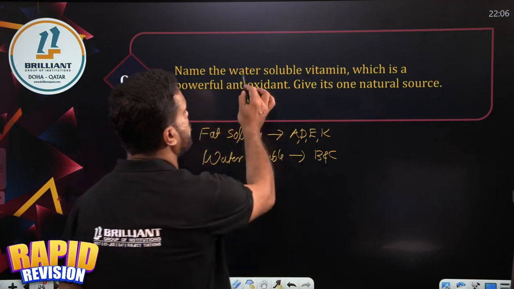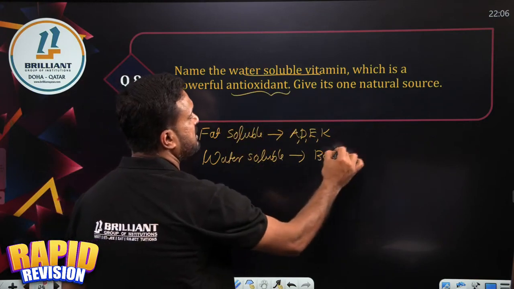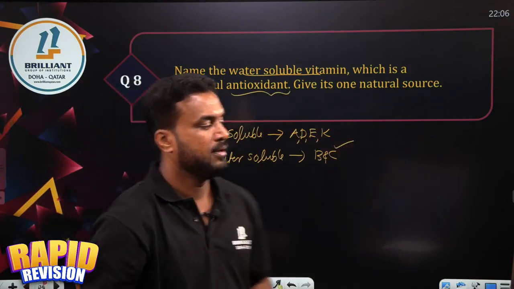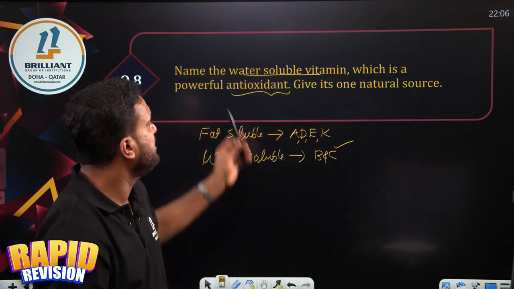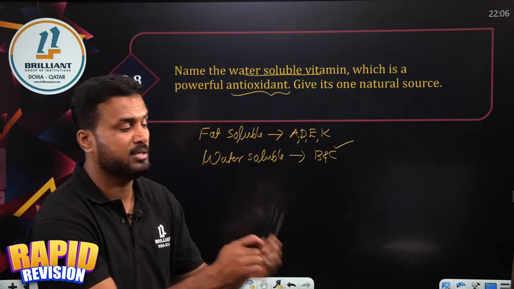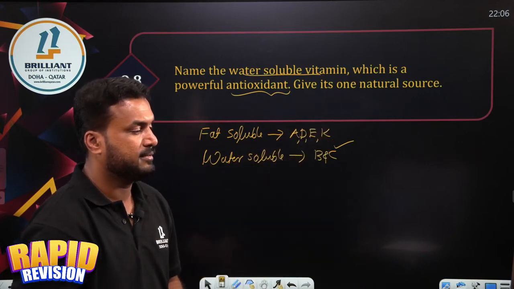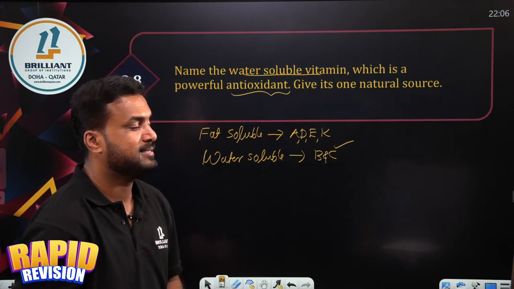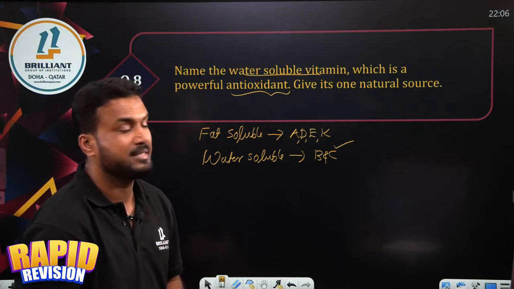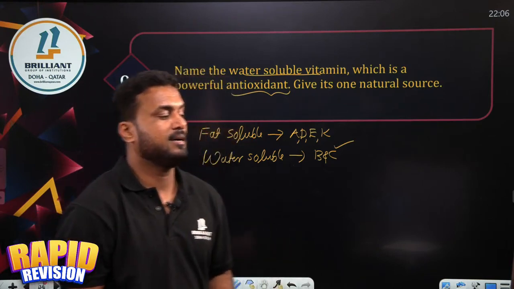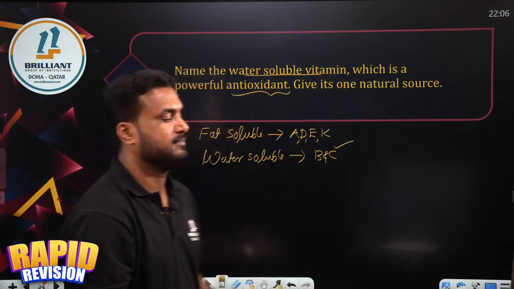Here they are asking about the water soluble vitamin which is a powerful antioxidant. Which one is the powerful antioxidant? Yes, C. B and C are water soluble, and the powerful antioxidant is C. Give its natural sources. Very easy. The natural source of vitamin C is citrus fruits, like orange. Citrus fruits are a rich source of vitamin C.